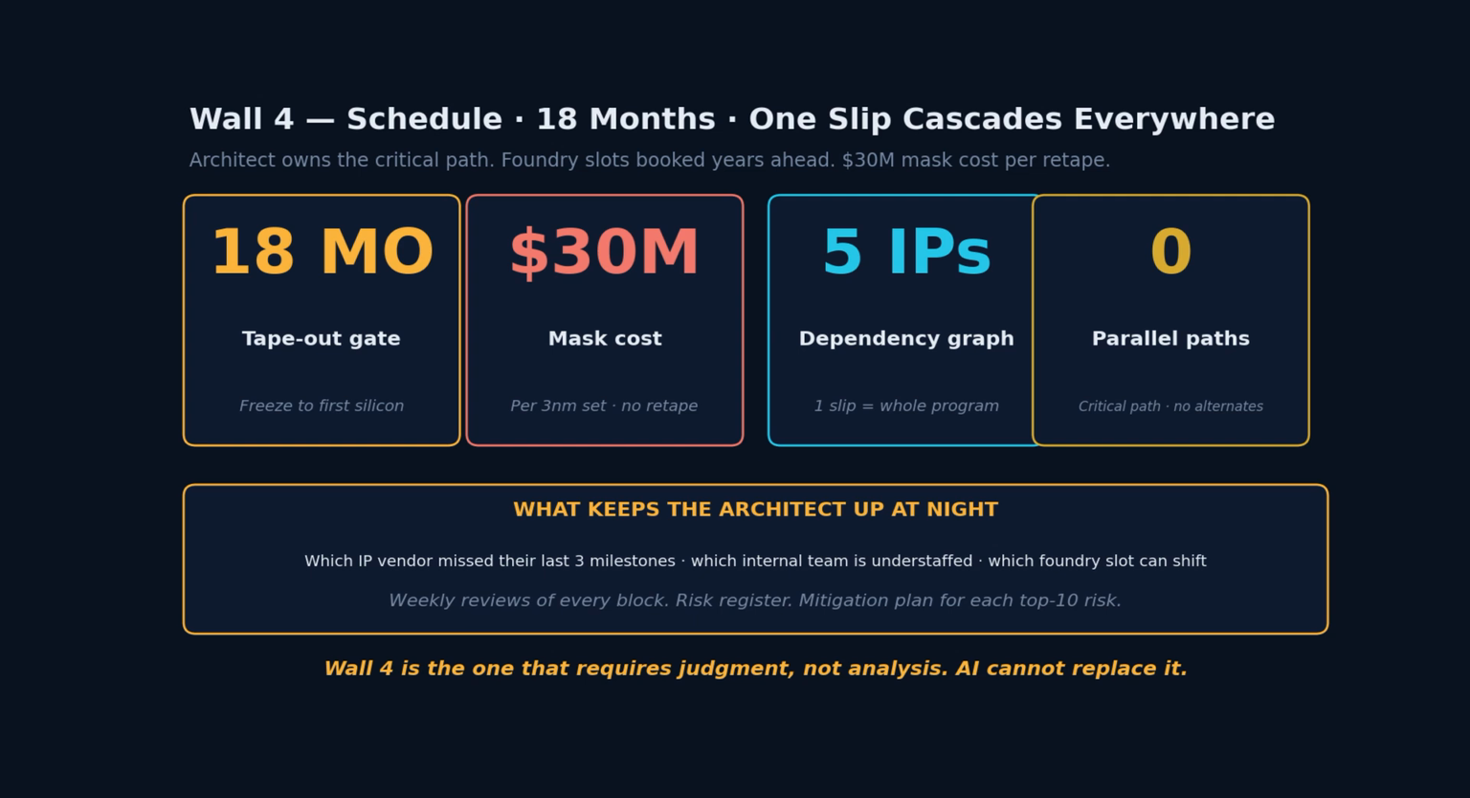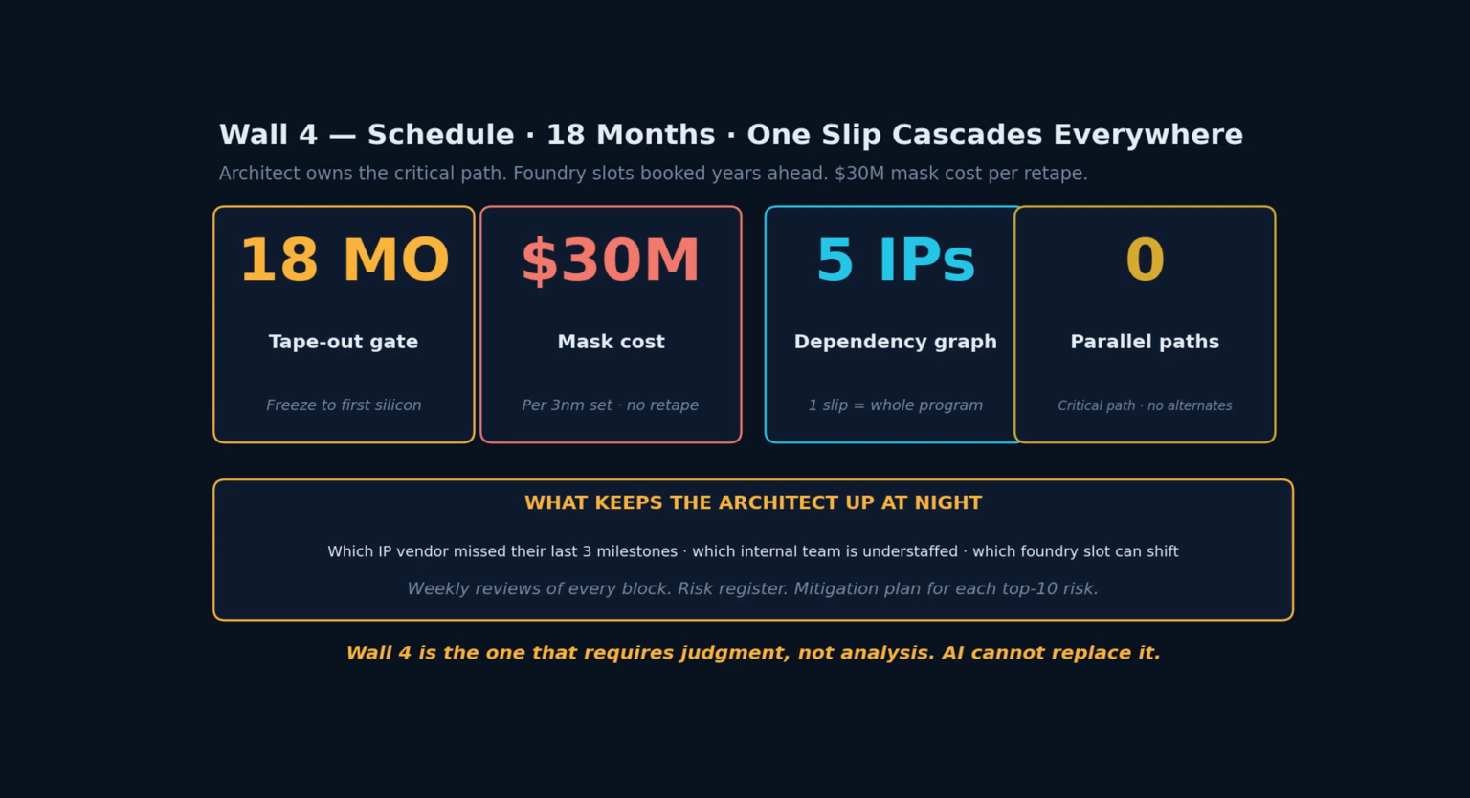So the architect spends most of the program managing risk: which IP is most likely to slip, which vendor has missed their last 3 milestones, which internal team is understaffed. The architect runs weekly reviews of every block, sleeps poorly the night before tape-out, and signs off on the final database knowing that if anything is wrong, the program eats 3 months and $10 million to fix it.